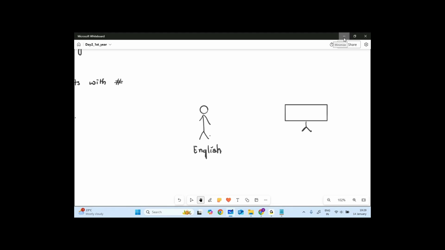Whatever the user is writing is called high level language. The machine can understand only binary data. This binary data is called low level language.